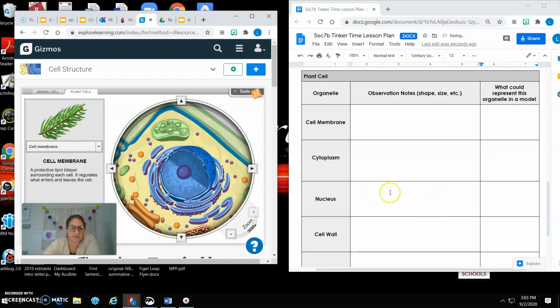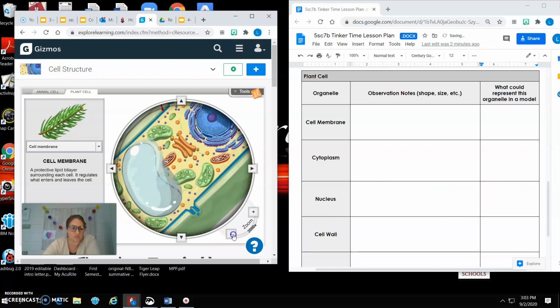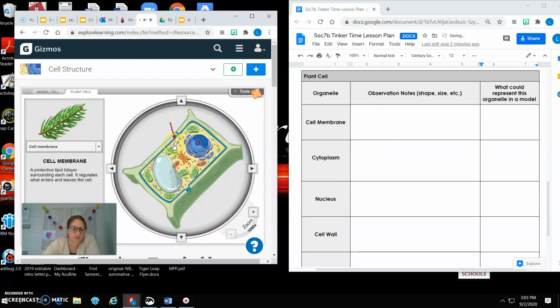So I'm probably going to type the same thing I wrote, and I may even use the same Whopper in my plant cell to show the nucleus. Alright, let's look at the cell membrane first. I want you to pause the video and write what you notice about how this cell membrane looks. The cell membrane is this blue line that goes around the cell. And what might you use to represent the cell membrane in a plant cell?